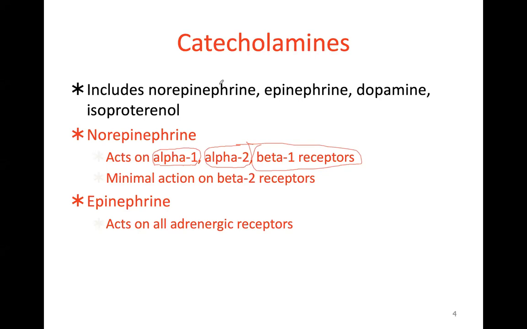Epinephrine acts on all receptors: alpha-1, alpha-2, beta-1, beta-2. So epinephrine can be used for stimulating the beta-2 receptor for either vasodilation or bronchodilation in some instances. But we see its effects on blood vessels tend to be more of the alpha-1 receptor.